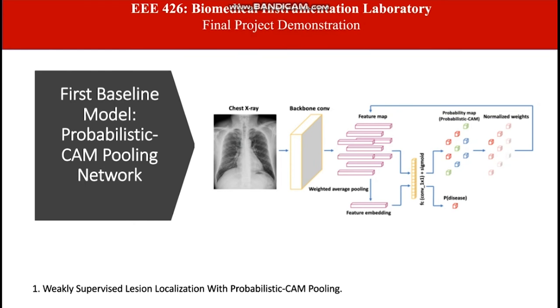Our first baseline model is probabilistic class activation map pooling, a novel pooling operation for lesion localization. In this network, a fully convolutional neural network, to be specific DenseNet 121, is used to generate the feature map. Each feature embedding within the feature map goes through the FC layer, or fully connected layer, to generate the class activation score, which is passed through the sigmoid to generate the probability score. These probability scores are normalized to attention weights. These attention weights are used to pool the original feature map by weighted average pooling.